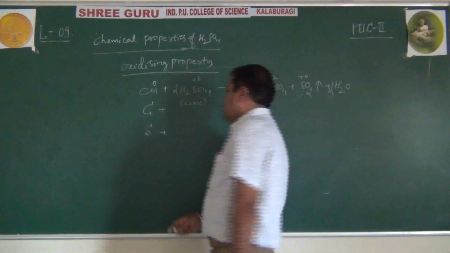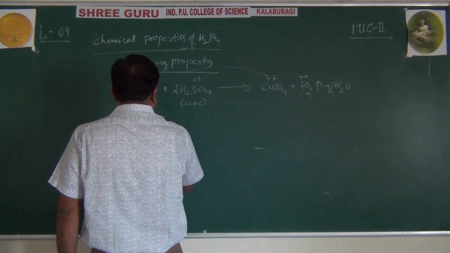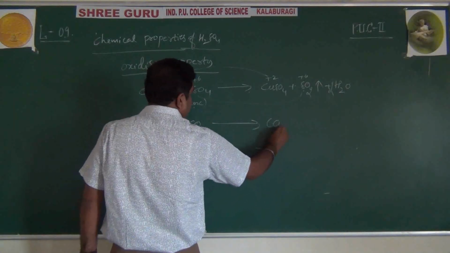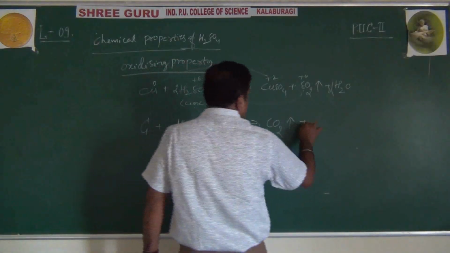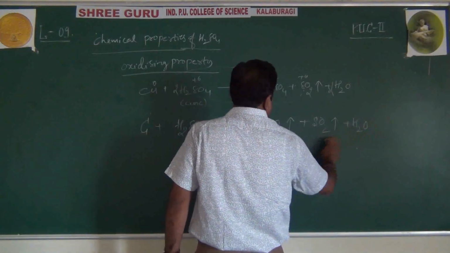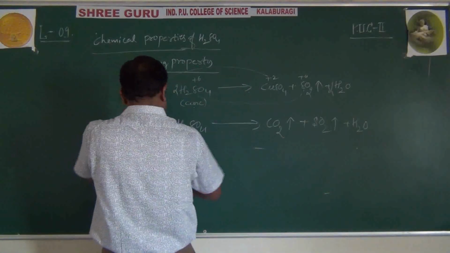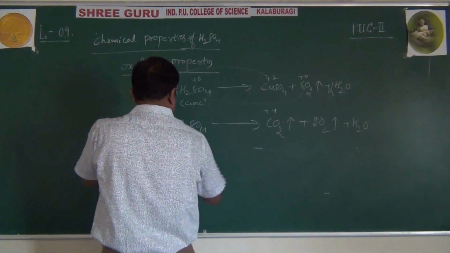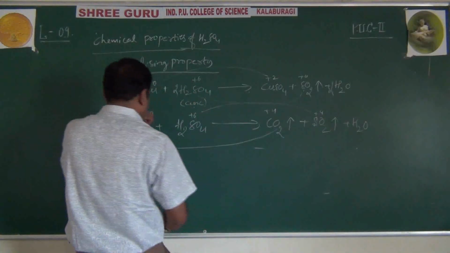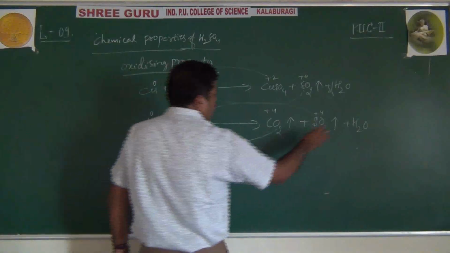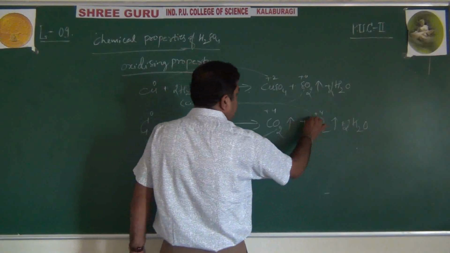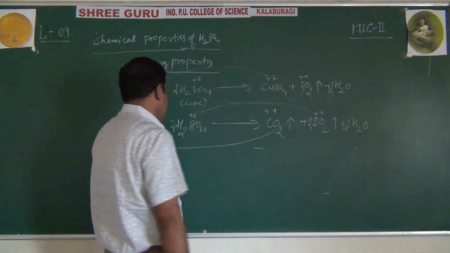This is one equation. Then in the same way, it also reacts with carbon. Sulfuric acid will get converted to carbon dioxide, sulfur dioxide, and water. These are common products, SO2 and H2O. Carbon goes from 0 to plus 4. That is oxidized. Once again, sulfur goes plus 6 to plus 4. Here also the same thing, 2H2SO4, 2H2O. 4 plus 2, 6, 8.